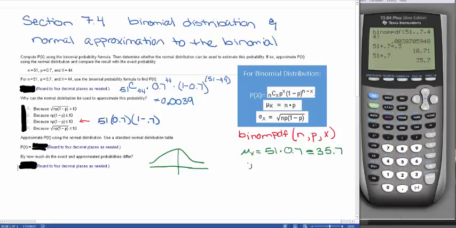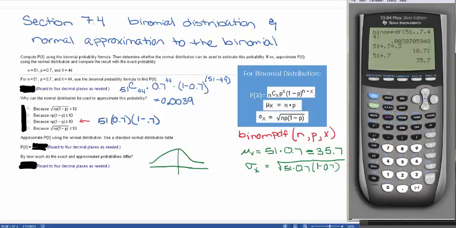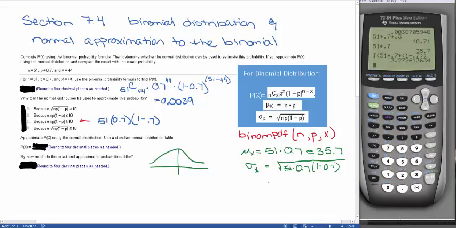And then let's go ahead and find our standard deviation. That's going to be the square root of n, so 51 times p, so that's 0.7, times 1 minus 0.7. I actually already did the n times p times 1 minus p, but I'm going to work it out again from the beginning. So I'm going to get my square root of 51 times 0.7 times, I would need parentheses for 1 minus 0.7, and then close the parentheses twice because we're closing it for this set and for the entire square root. And that's going to give us approximately 3.2726. So we'll use that for our standard deviation.